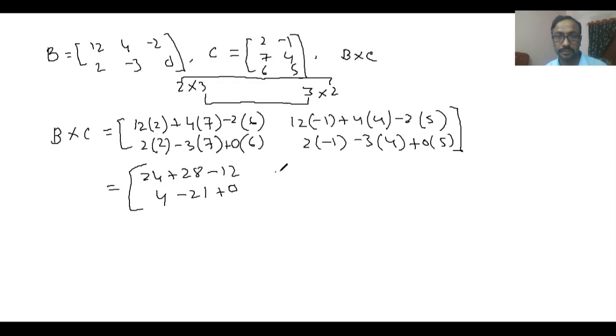Then it will be minus 12 plus 16 minus 10 minus 2 minus 12 plus 0. Now 24 plus 28 minus 12 is simply 40.